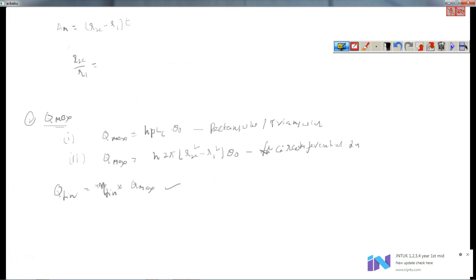And sometimes you are asked to calculate total heat transferred from a fin surface. If you are asked to calculate the total heat transferred from the fin surface, Q total is equal to Q primary surface, the heat transferred from the primary surface, plus Q fin, that is equal to the total heat transferred from a fin surface.